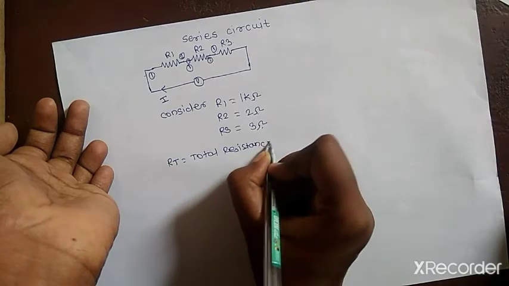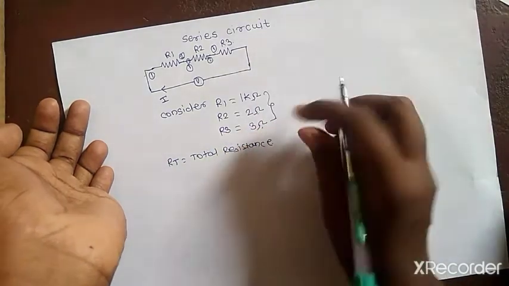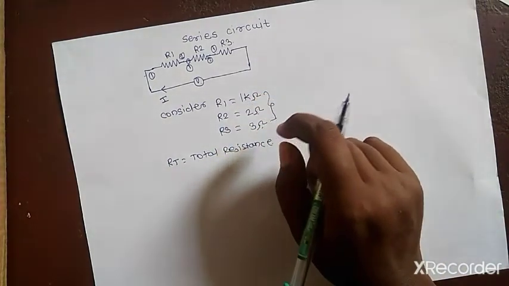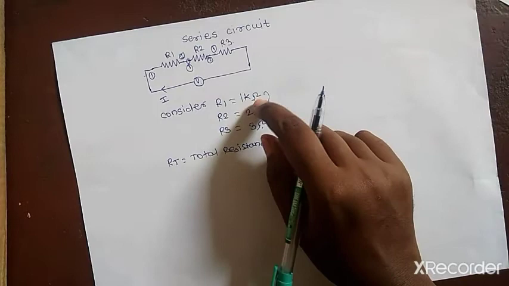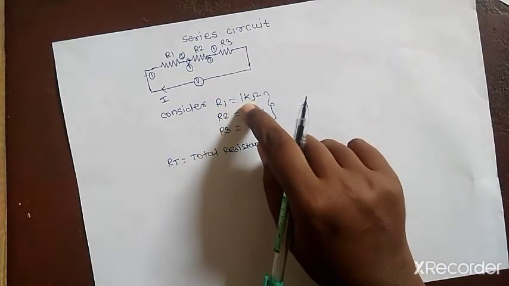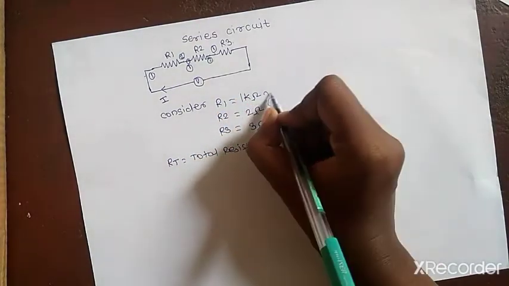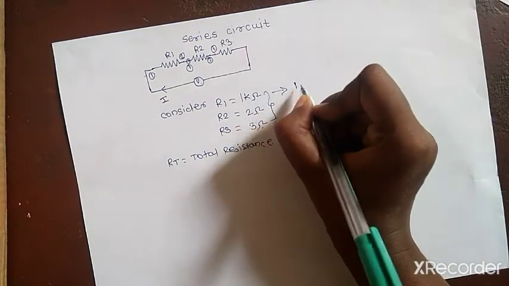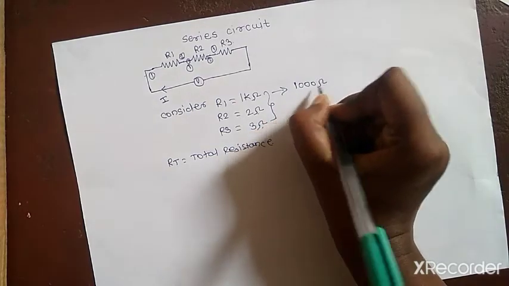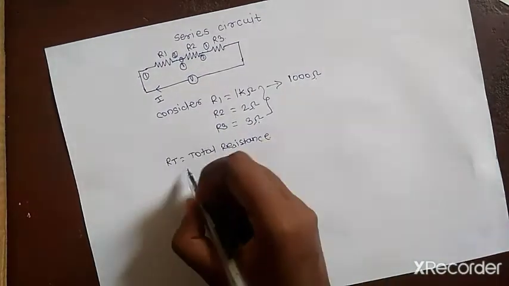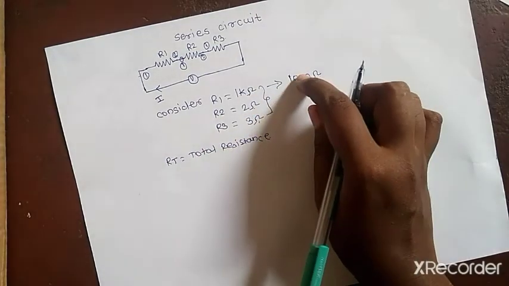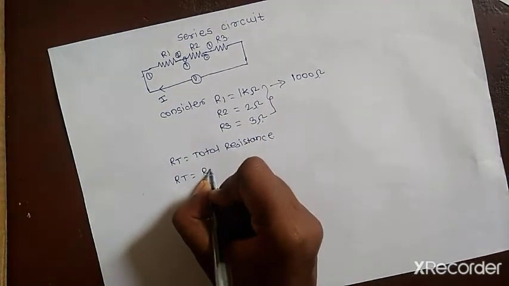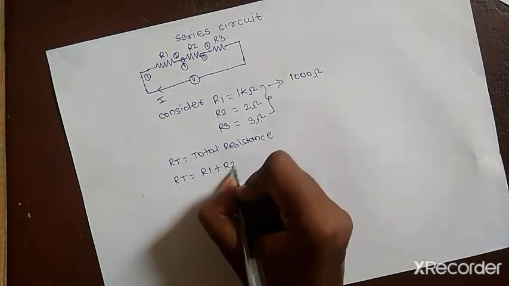it is the sum of these three resistors, but all these resistors need to be in the same range. Here R1 is 1 kilo ohm. So first we have to convert it to ohm. So we know that 1 kilo ohm is equal to 1000 ohm. So all these resistors are in the same range, then RT is equal to R1 plus R2 plus R3.